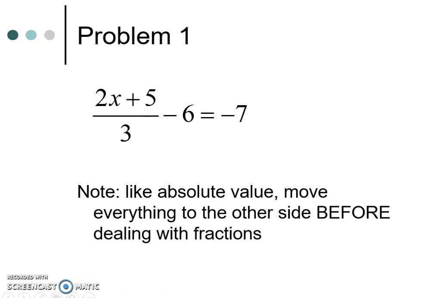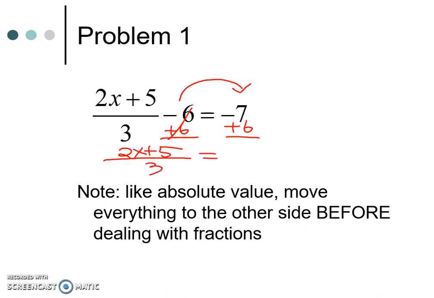We're going to do similar problems, but this one does not have an absolute value sign. It's just practice: 2x plus 5 over 3, minus 6, equals negative 7. Just like absolute value, you move everything to the other side before you're dealing with fractions. So what you're going to do is move this to the other side. You're going to add 6 on both sides. 2x plus 5 over 3 equals negative 7 plus 6, which is negative 1. And you're going to multiply each side by 3 to get rid of the fraction.